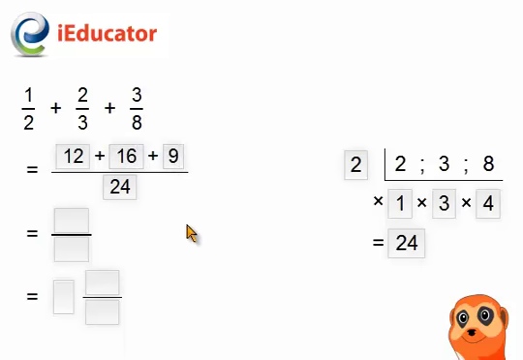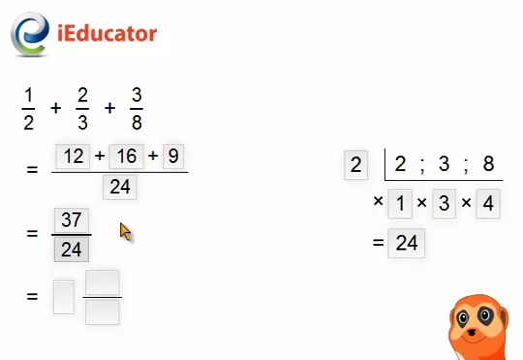So 12 plus 16 plus 9. 12 and 16 equals 28. 28 plus 9 equals 37. So I get 37 over 24.